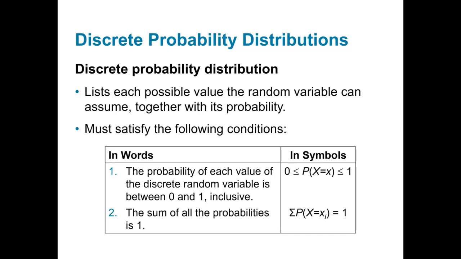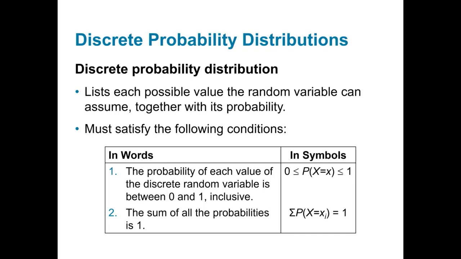So it's all the outcomes, or all the possible values it could take on, together with the probability of that outcome occurring. So essentially, it's a table of probability values. And so, of course, it has to have these conditions, both of which should not surprise you, right? Because we've talked about them before.